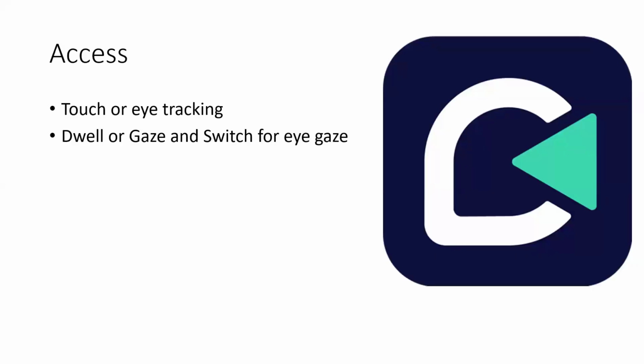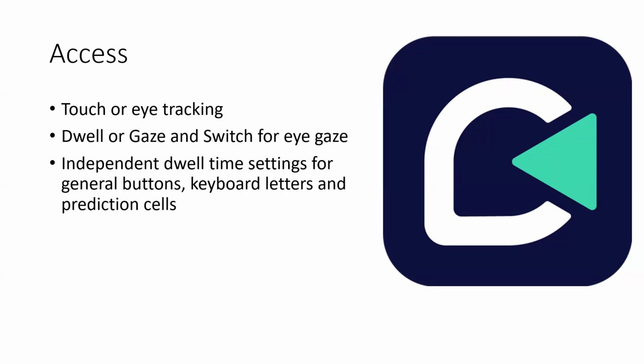In terms of access, the access methods are touch or eye gaze. You can access with eye gaze through dwell, or if you can also access a switch without moving your head or eyes, then one of the fastest input methods is the combination of gaze and switch, where you look at your target, then press the switch to activate it.